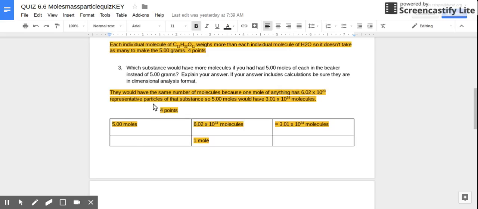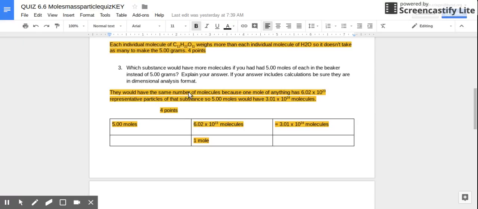That one, like I said, you're looking at being able to explain that they would have the same number, and this is the reason. So 2 points for knowing that they had the same number, and then 2 points for saying that the reason is because a mole of anything has 6.02 times 10 to the 23rd particles. So we're up to 16 points total for the quiz. So this is out of 16.